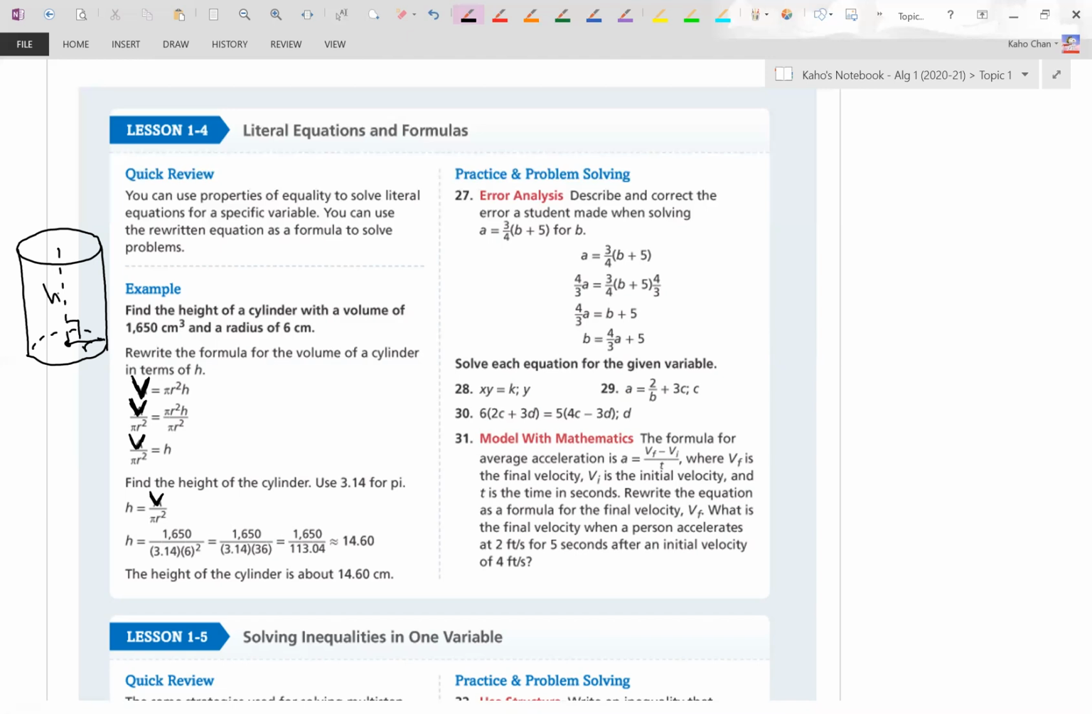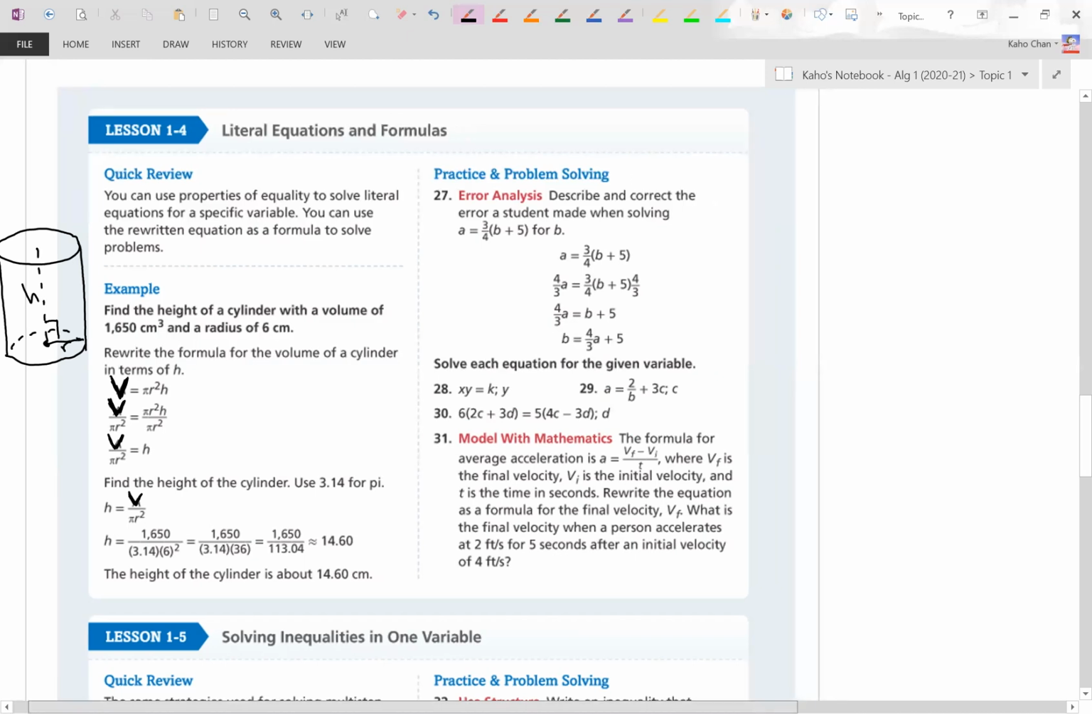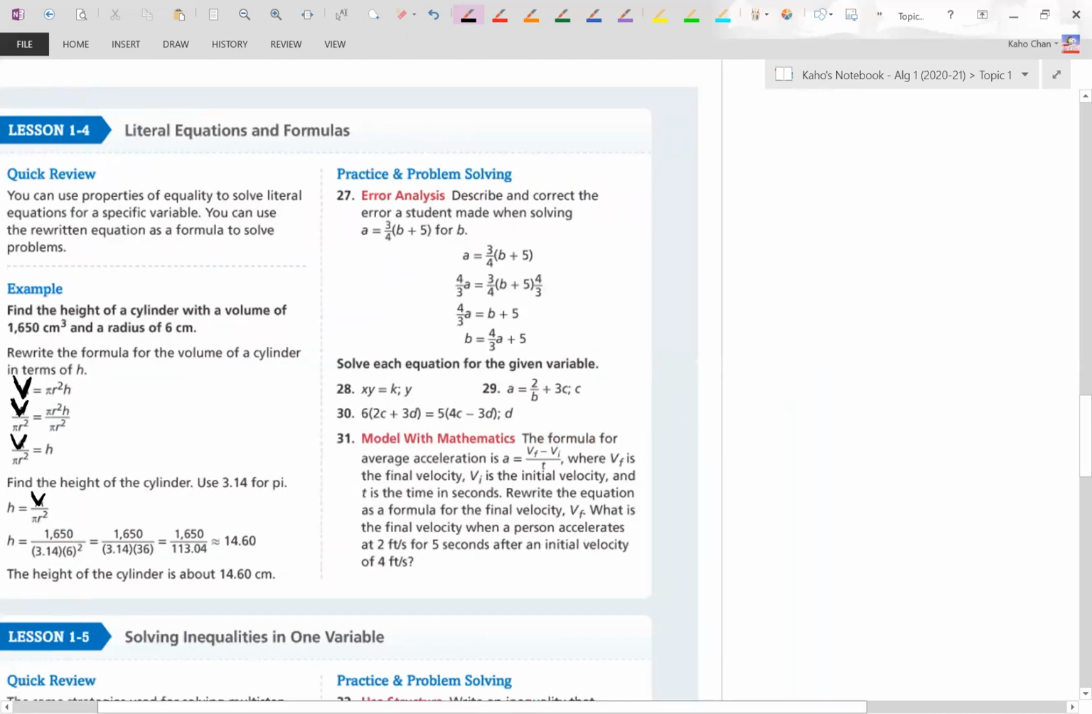Let's try some literal equations that are a little less complicated off to the right here. Number 28 is a great start here. You know, I just realized we might have skipped an error analysis from the previous section. Describe and correct the error a student made when solving this particular formula. Let's take a look here. Solving for B. We should try one.